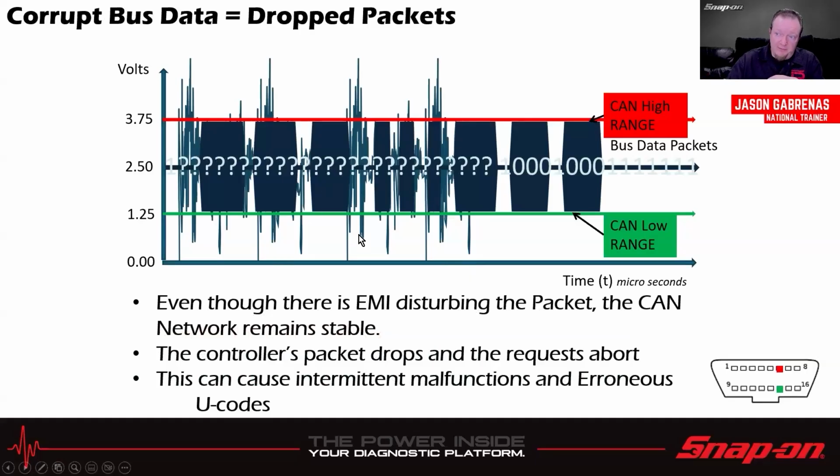If I have electromagnetic interference, like corrupt data like this, and you see all this noise, but then you see some good data over here and some bad data there, that's more than likely one module causing that problem. It's still going to communicate, but it's going to kick whatever controller is causing that problem off the network.